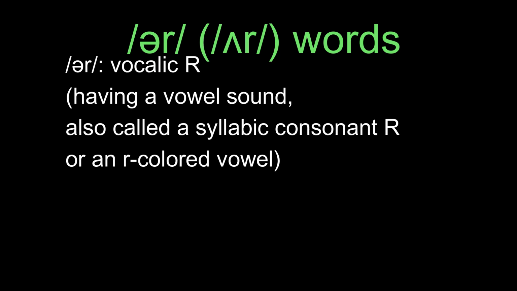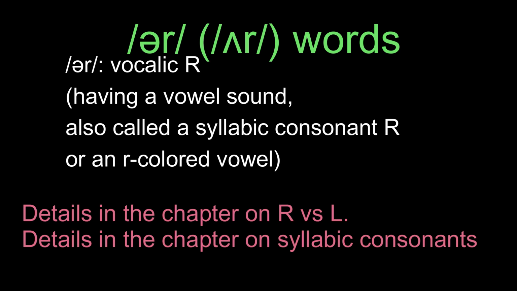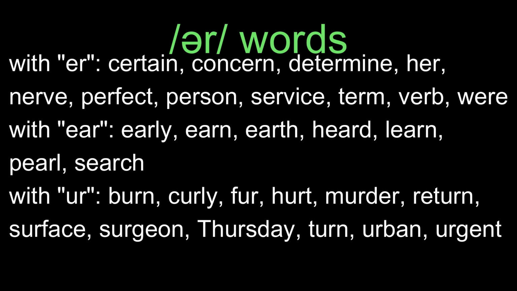Another thing to mention is that the R-colored vowel is essentially the same sound as the vocalic R, that is, the R that carries its own vowel sound. This led some to claim that it is the syllabic consonant sound. In this book, we treat it as the composite of schwa plus R. Some common words containing it include the following. With ER: certain, concern, determine, her, nerve, perfect, person, service, term, verb, were.